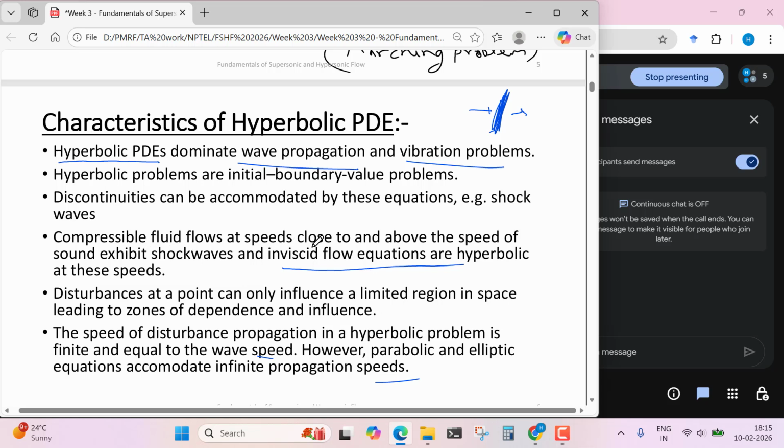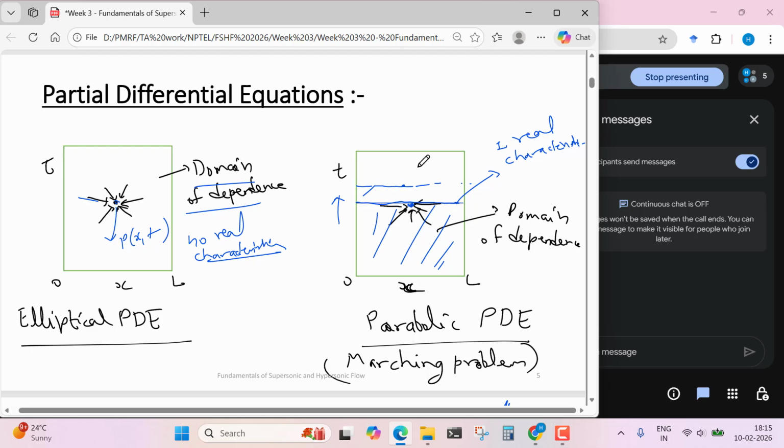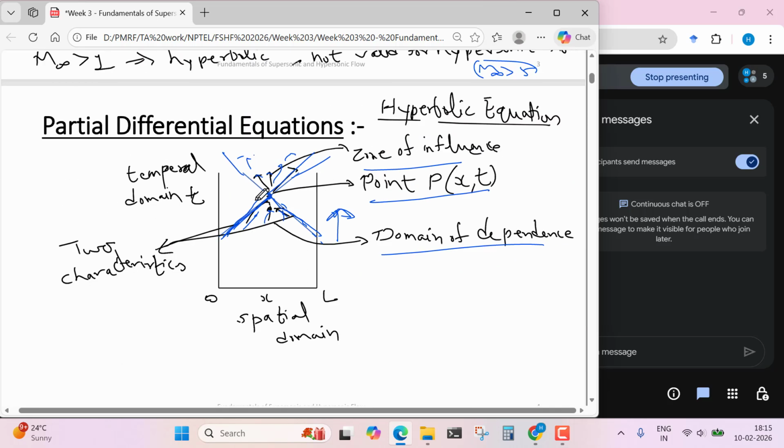Compressible flow at speeds close to and above the speed of sound exhibits shock waves, and the flow equations are hyperbolic at these speeds. Disturbances at a point can only influence a limited region in space, leading to the zone of dependence and zone of influence. You might have seen that the solution at one point will affect only a limited region in space, not the full space. So that's why it makes a zone of influence and zone of dependence.